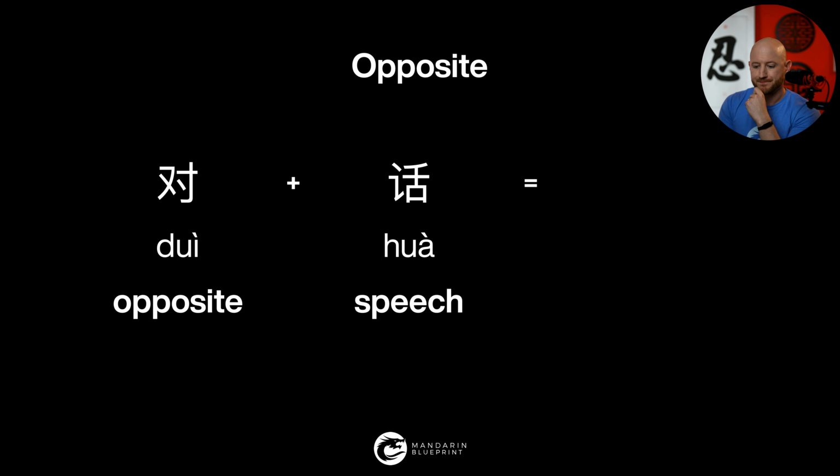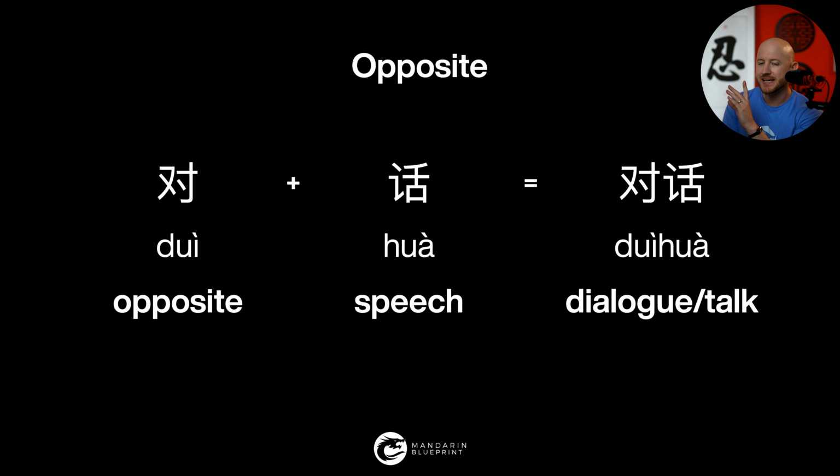对话. Opposite speech. Okay, opposite speech. Well, this is a dialogue or a talk of some kind. So in this instance, what we're getting across is that there is a two-person, it's usually two people, hence why there's an opposite element.